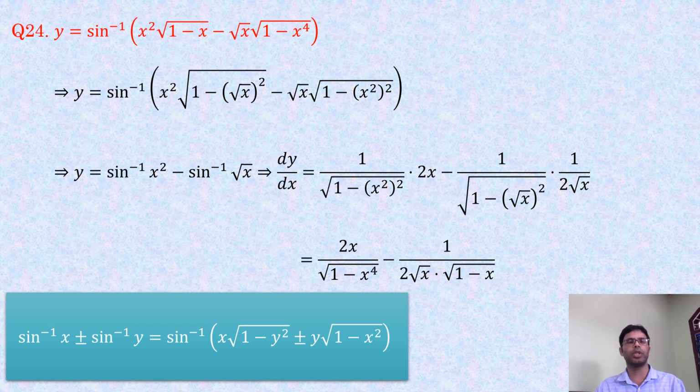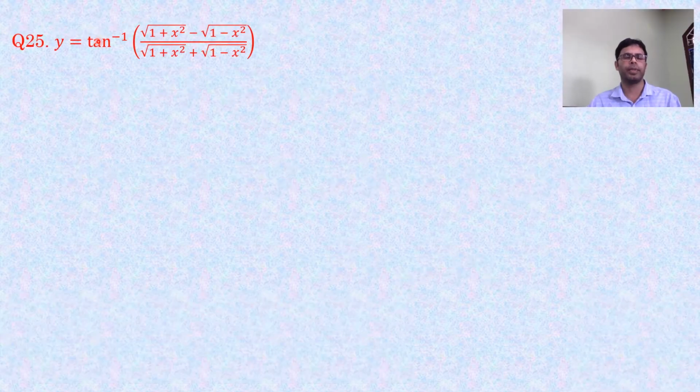So let me take another question, 25. Y is equal to tan inverse of root over 1 plus x square minus root over 1 minus x square divided by root over 1 plus x square plus root over 1 minus x square. And here a to the power k plus x to the power k, a to the power k minus x to the power k, both terms are present. So we are to take here a is 1 and k is 2. You see here a is 1, k is 2, because 1 can be considered as 1 square.